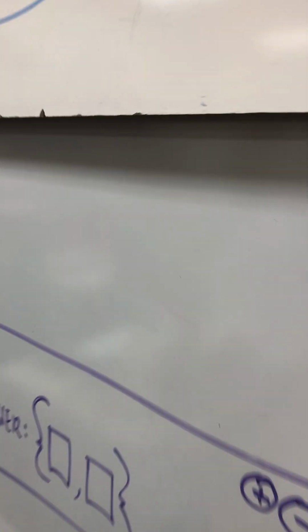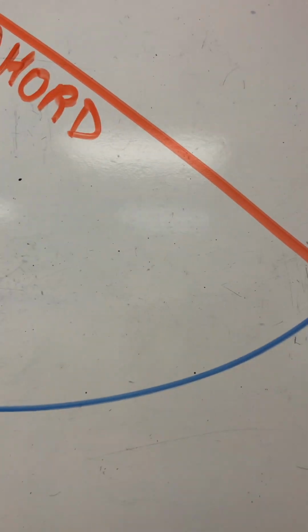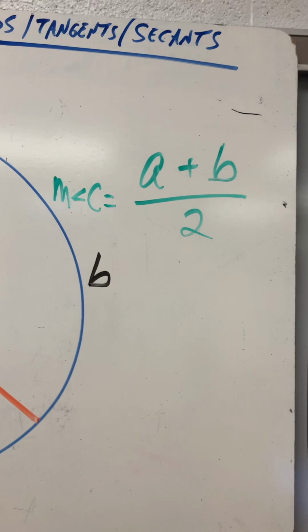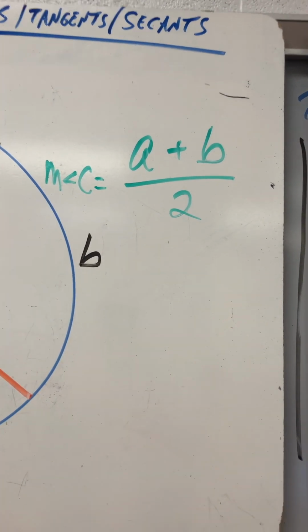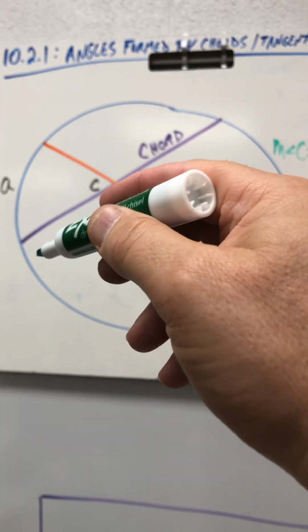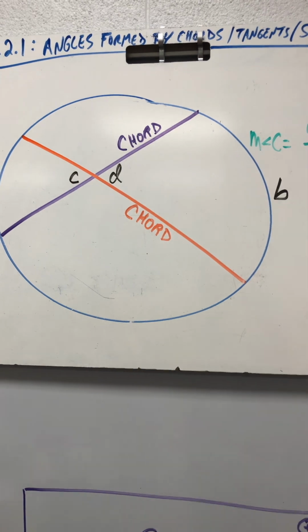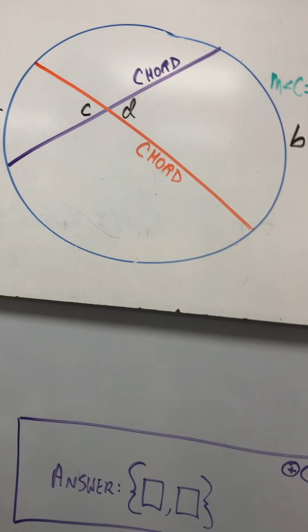You find the measure of angle C by taking arc A plus arc B, add them together, hit equals, then divide by 2. So arc A plus arc B, add them together, hit equals, and divide by 2. That'll give you your answer.